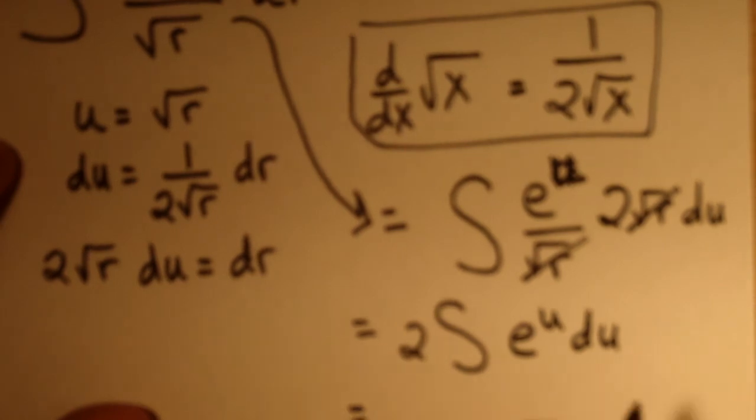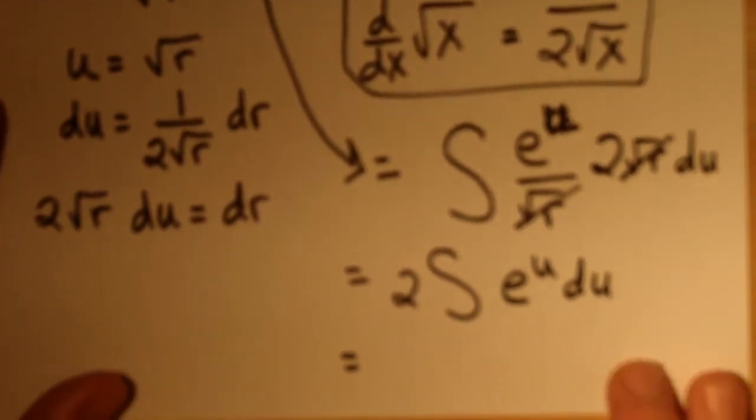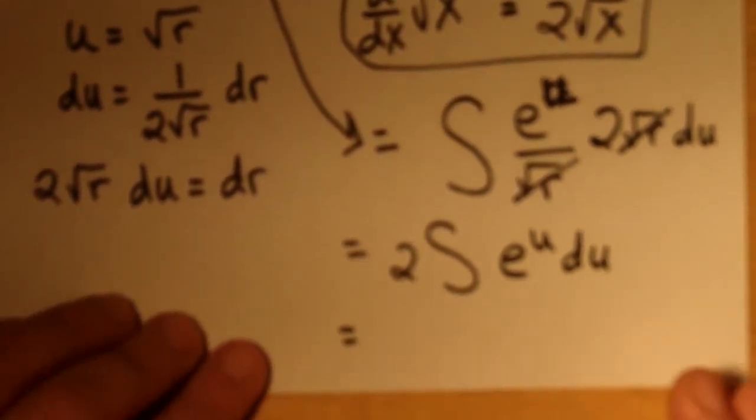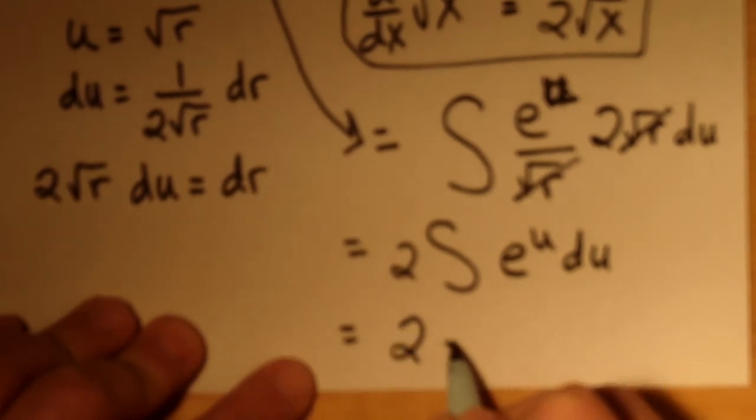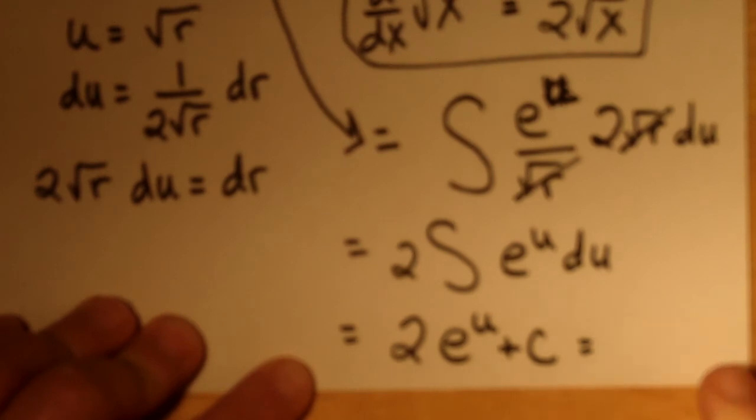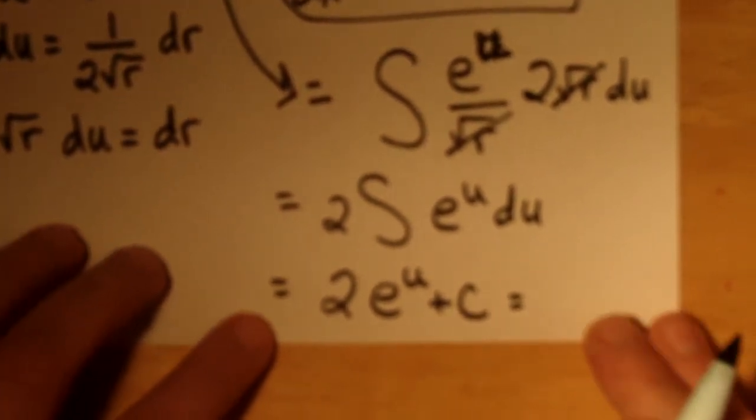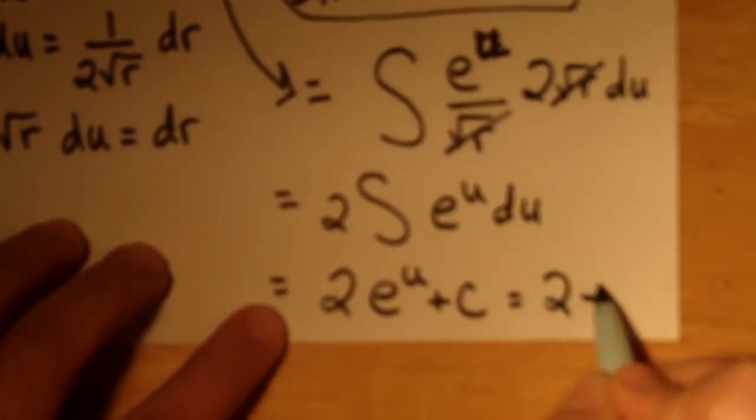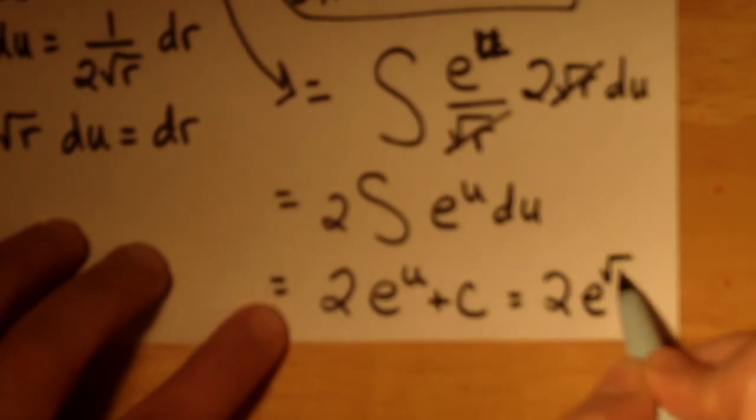Well, e is its own derivative, so e is its own antiderivative. So that's just e to the u plus c, where I plug back in for u. So u was radical r.